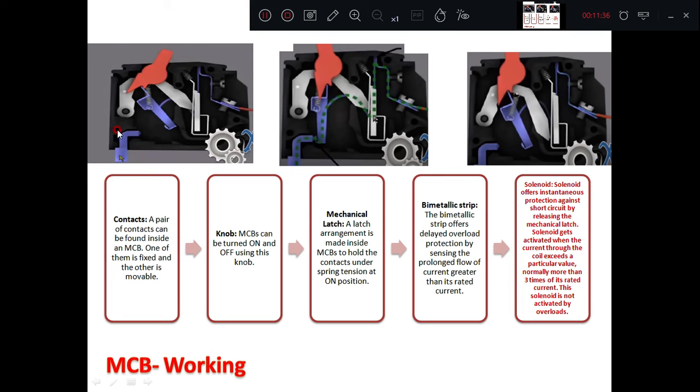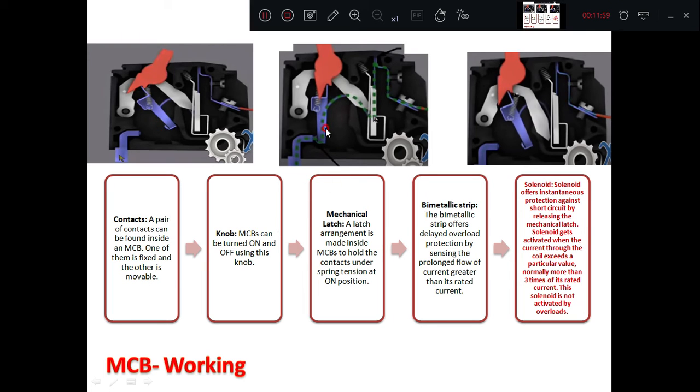There are two contacts here. I told you there is one contact, which is what you call the fixed contact. This is what you call the moving contact. A pair of contacts can be found inside the miniature circuit breaker. One of them is fixed and the other is moving. This is the fixed contact. This is the movable contact.